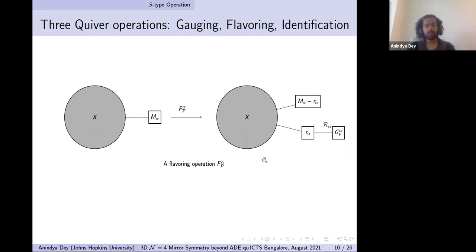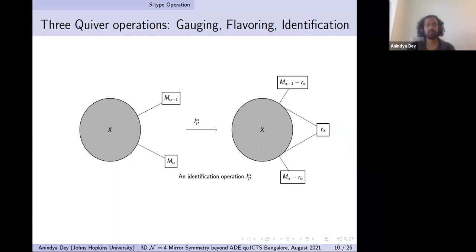Another operation that I can perform on the quiver is the so-called identification operation, where suppose there is a U(M alpha minus 1) and a U(M alpha) node. I take out R alpha node from each and I identify them. So there were a set of background gauge fields, and I'm just identifying part of them. You can also think of them as breaking a U(R alpha) times a U(R alpha) to the diagonal of the 2. So these are the 3 operations that I can perform on a given quiver of class U.